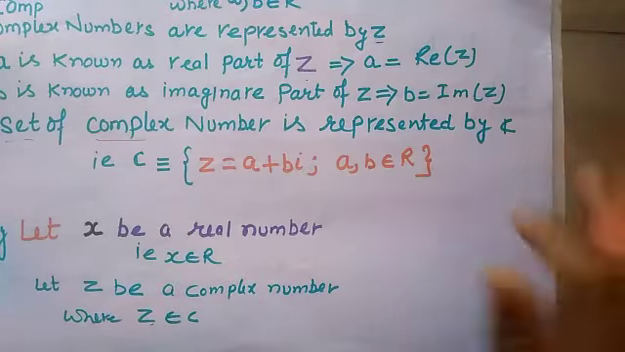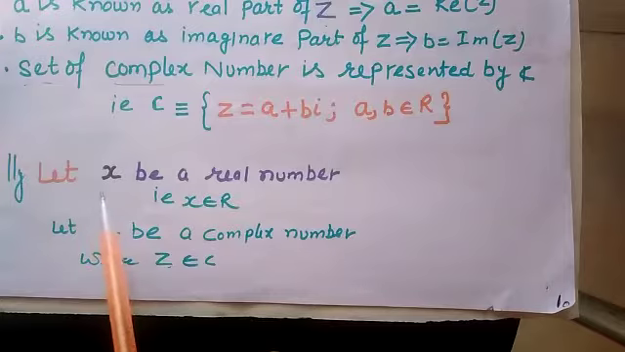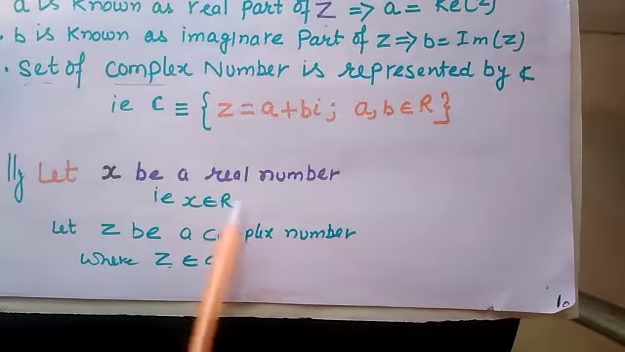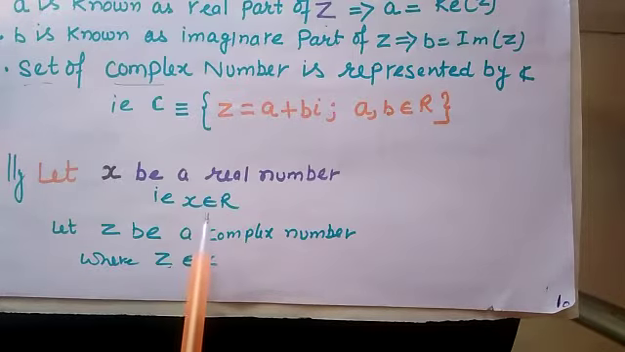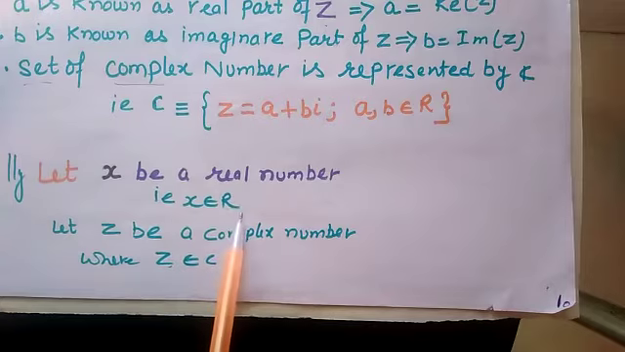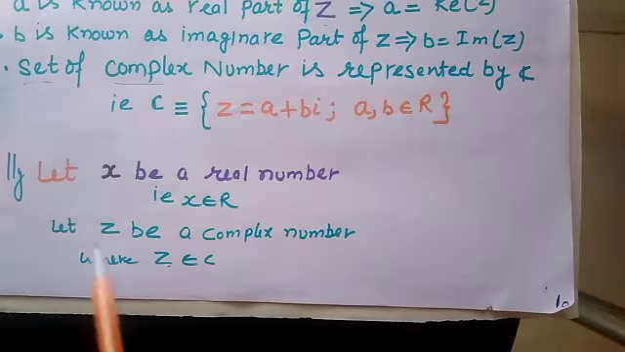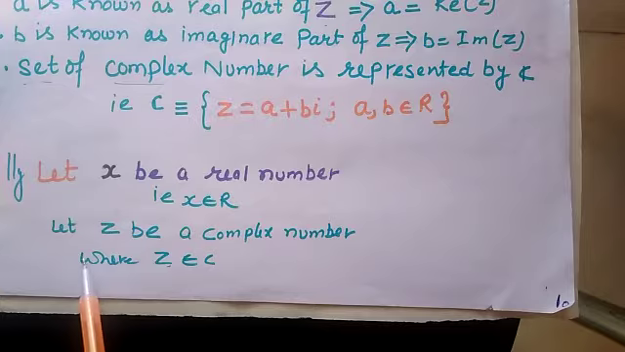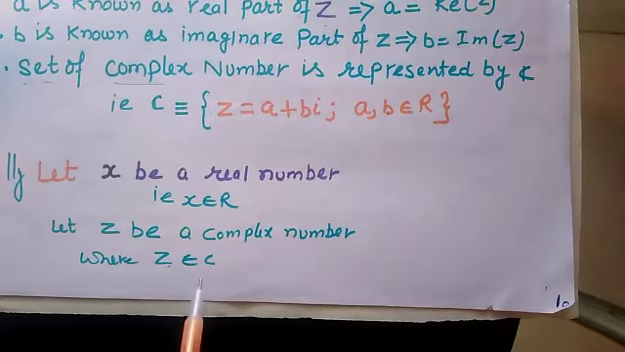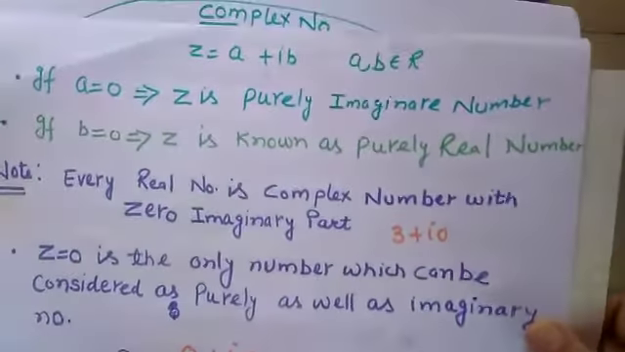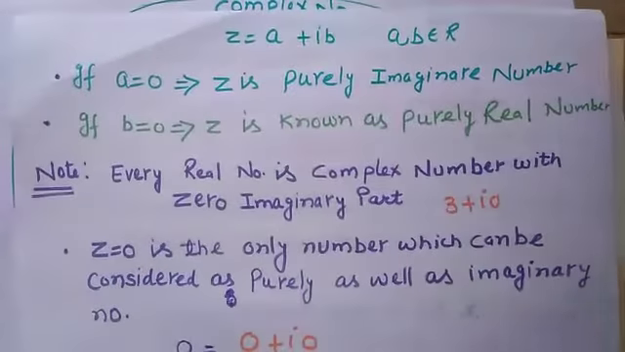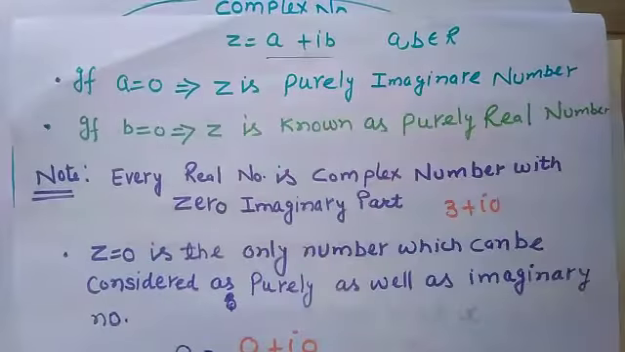a and b both are real numbers. Similarly, as we choose x to represent a real number, then x must belong to the real family. Then x belongs to R, where R is the real family. Let Z be a complex number, and then Z must belong to C, right? So if Z is equal to a plus iota b, then a and b belong to R, that is the real family.